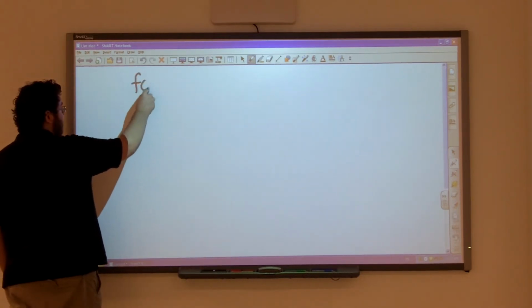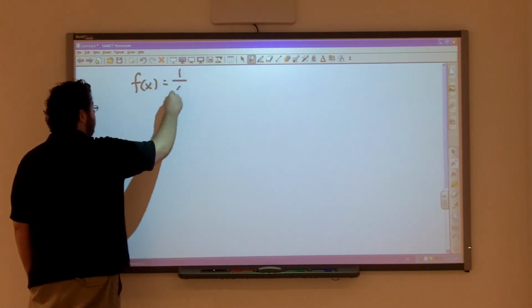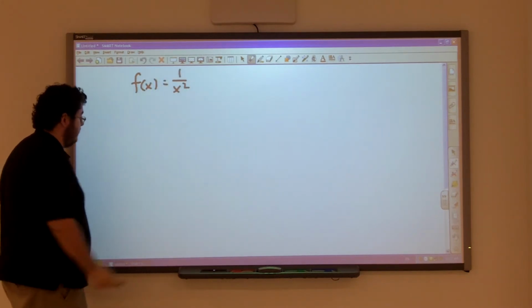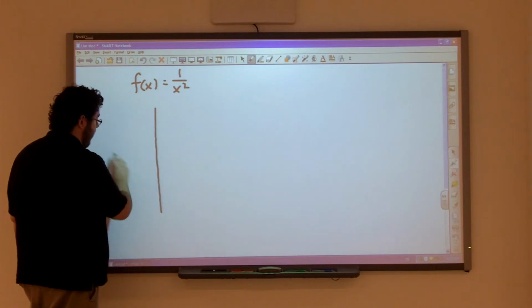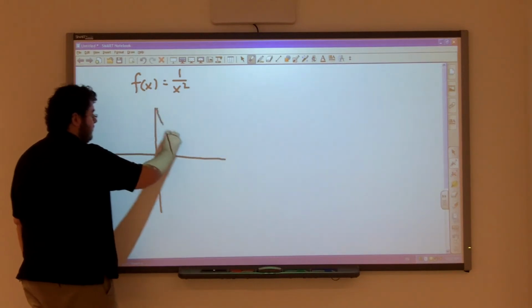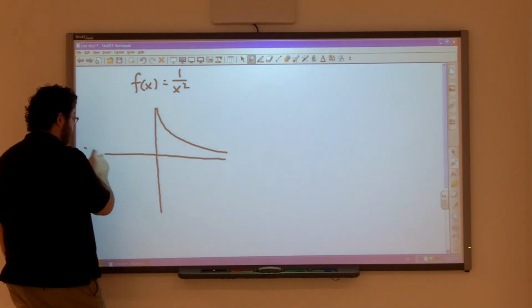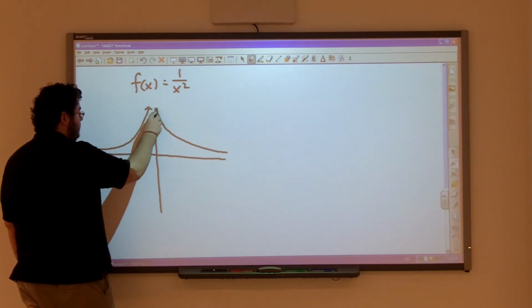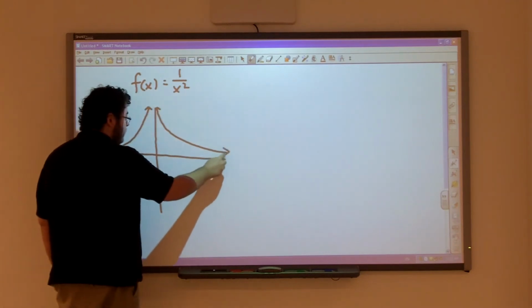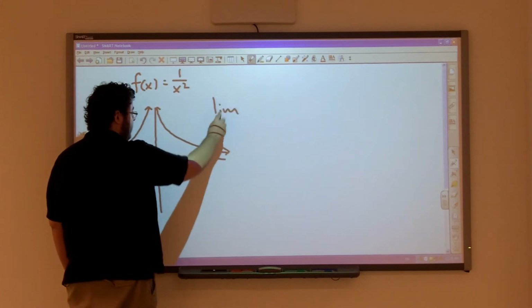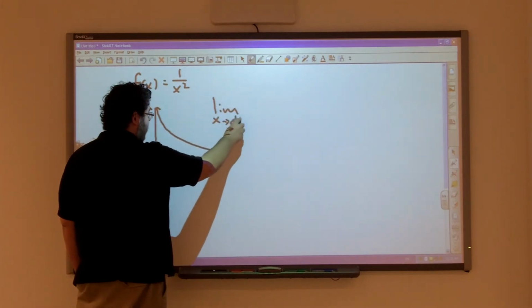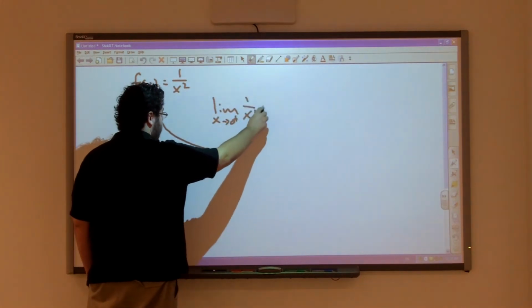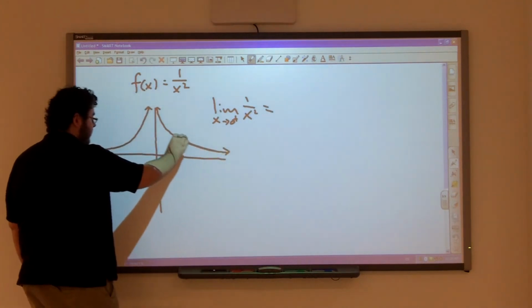What if we change this just a little bit? What if we said instead of 1 over x, we have 1 over x squared? Well, now our graph still looks kind of like that, but now we have something that looks like this. So, the limit as x approaches 0 from the right of 1 over x squared is still going to be infinity.